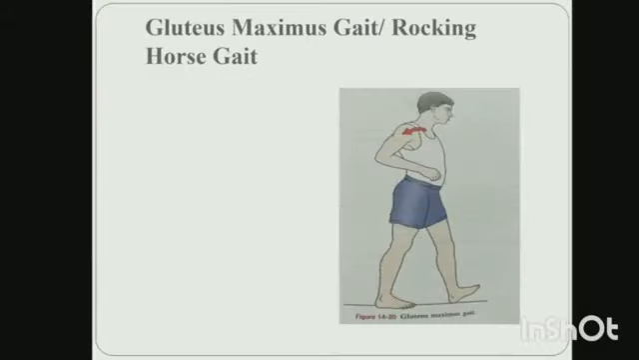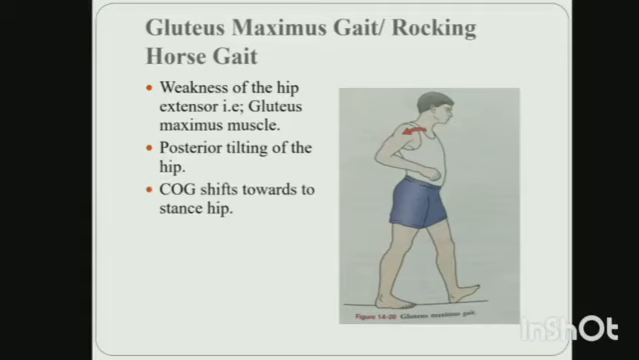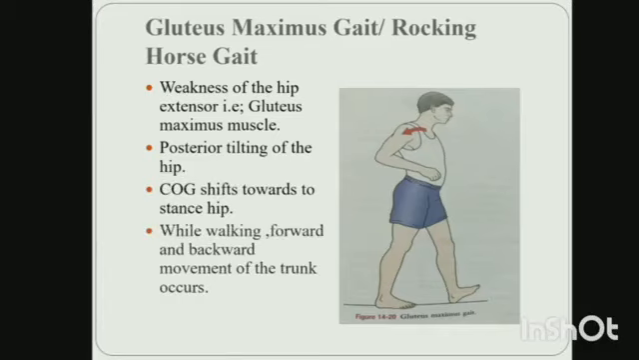Gluteus maximus gait. It is also called rocking horse gait. You can see the patient position. As we know, the action of the gluteus maximus is extension of the hip. If there is a weakness or paralysis of the extensor muscles, this type of gait will be observed. Here, posterior tilting of the pelvis will be observed. As there is posterior tilting, the center of gravity will shift towards the stance hip. In walking, forward and backward movement of the trunk will be observed.